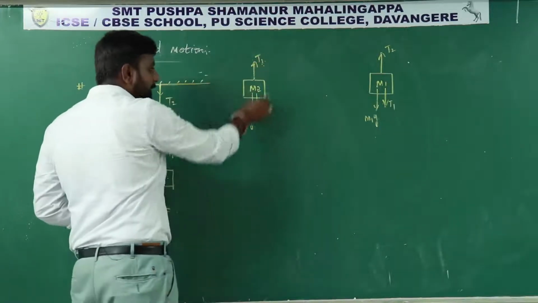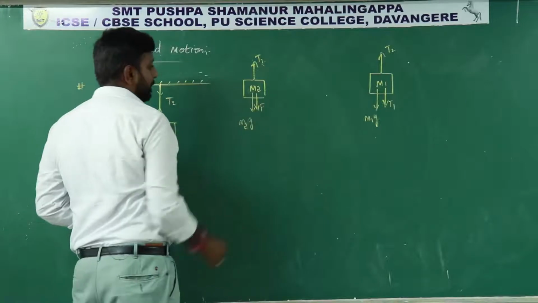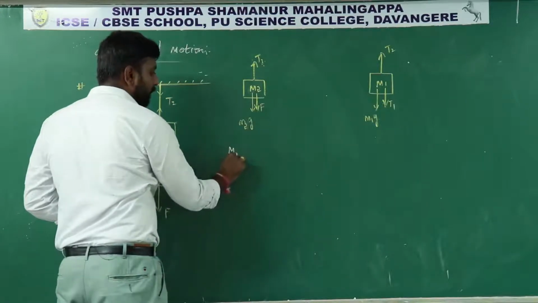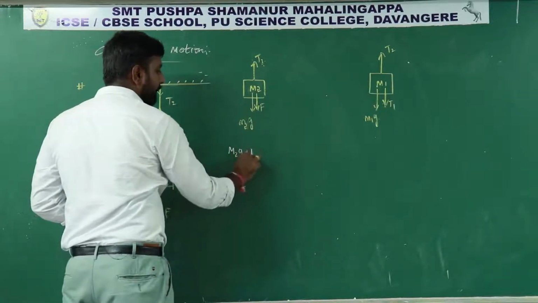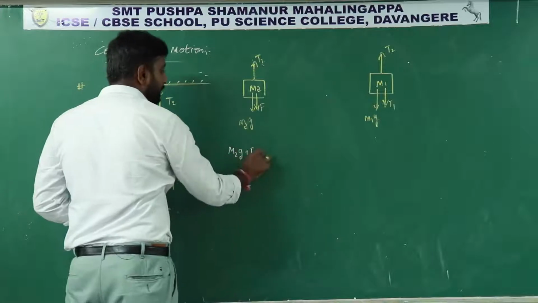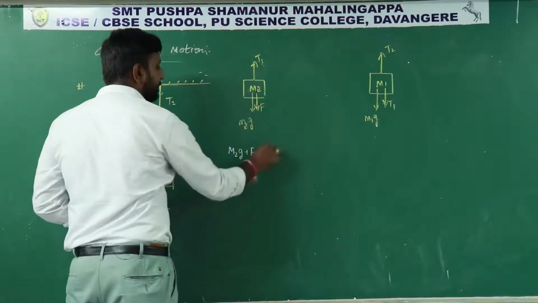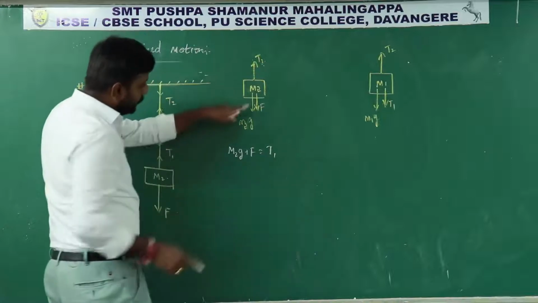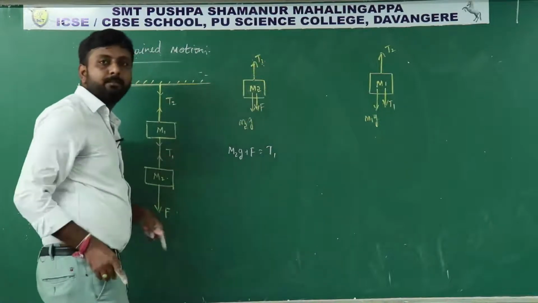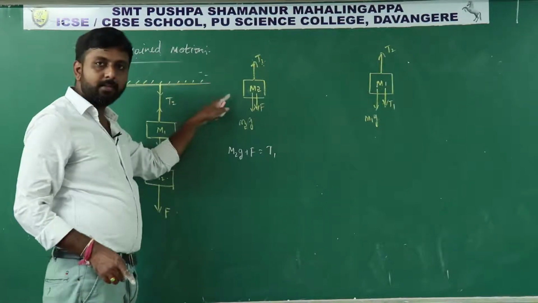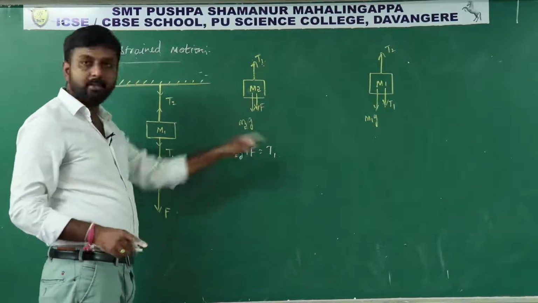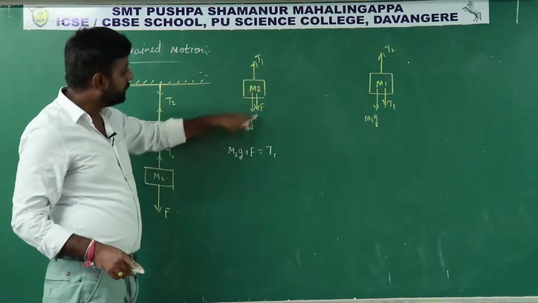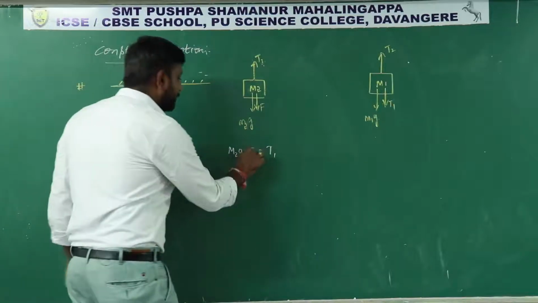Directly T1 is balanced by m2g plus F. That means downward forces are m2g plus F. This is balancing, means both are in equilibrium, means we can write m2g plus F is equal to T1. Acceleration is 0, means net force is 0, means both are equal. T1 is equal to m2g plus F.